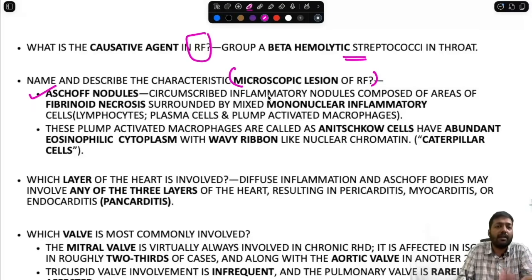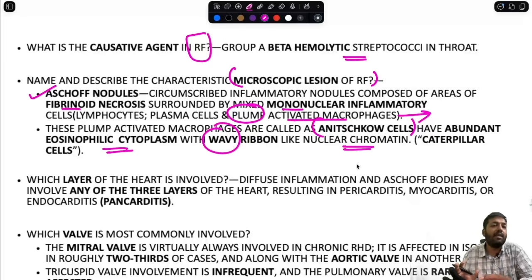It is nothing but a circumscribed inflammatory nodule composed of areas of fibrinoid necrosis surrounded by mixed mononuclear inflammatory cells, that is lymphocytes, plasma cells, and plump activated macrophages. These plump activated macrophages are called Anitschkow cells. They have abundant eosinophilic cytoplasm with wavy ribbon-like nuclear chromatin, also called caterpillar cells. So this is the characteristic microscopic lesion of rheumatic fever. What are Aschoff nodules and what are Anitschkow cells? You know.